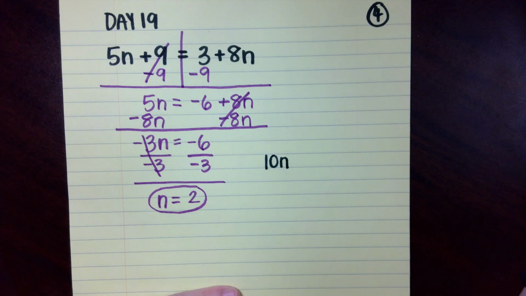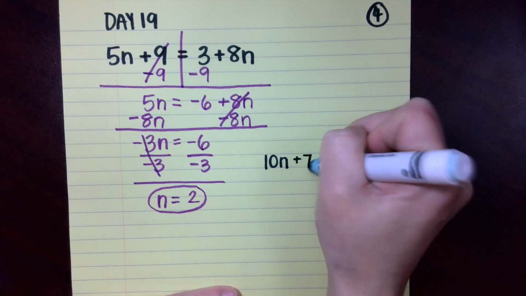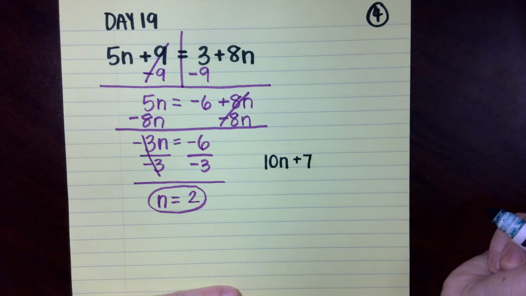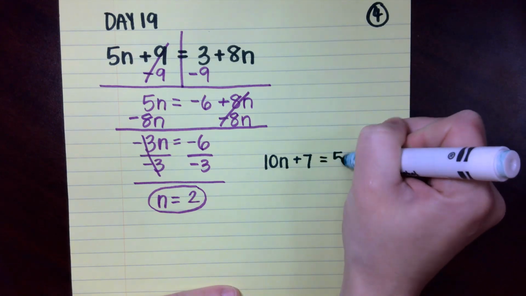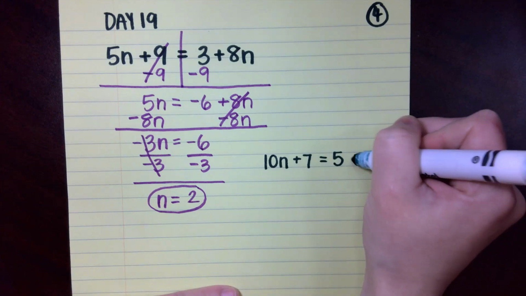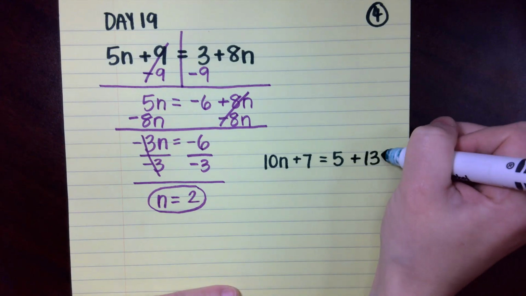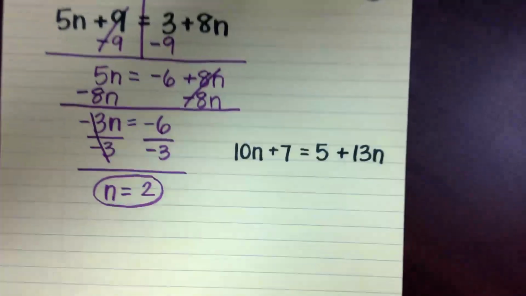10n plus 7 equals 5 plus 13n. All right, I want you to try this one on your own.